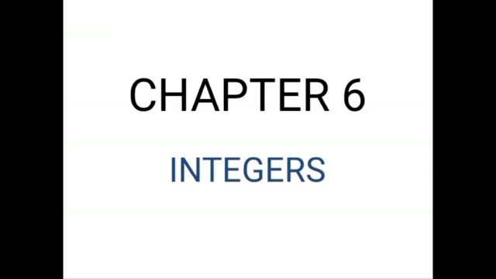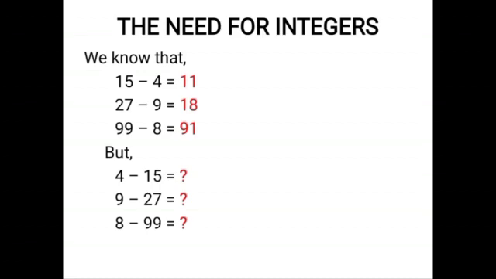In the earlier chapters, we have studied whole numbers and the operations of addition, subtraction, multiplication and division on them. We have seen that if we subtract a whole number from another whole number, the difference may not always be a whole number. In fact, when a smaller number is subtracted from a larger number, we get a whole number, right? For example, 15 minus 4 gives 11, 27 minus 9 gives 18, 99 minus 8 gives 91.